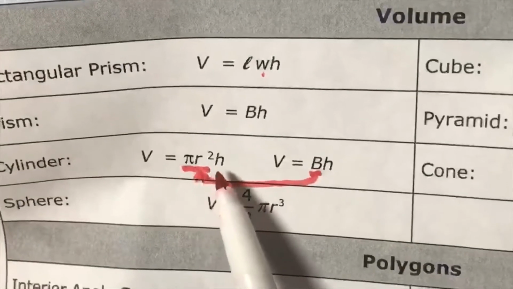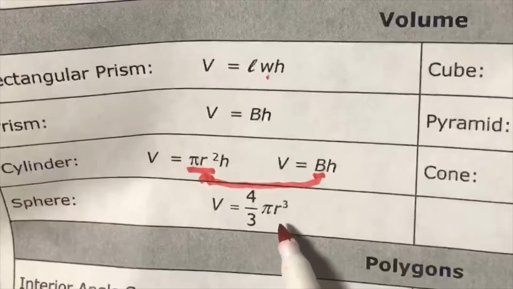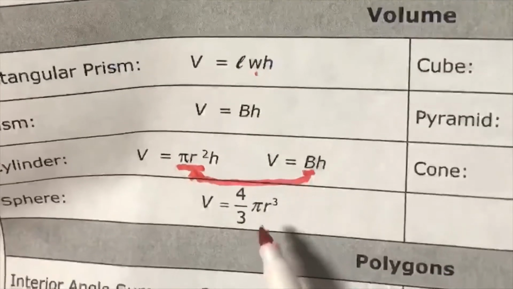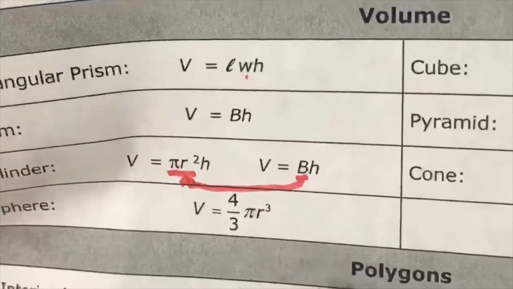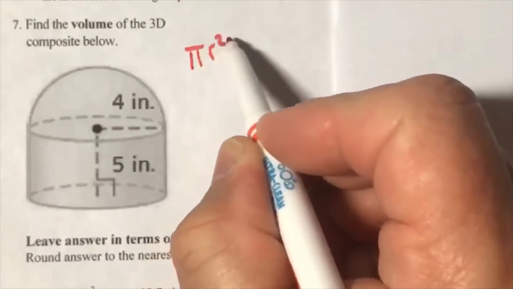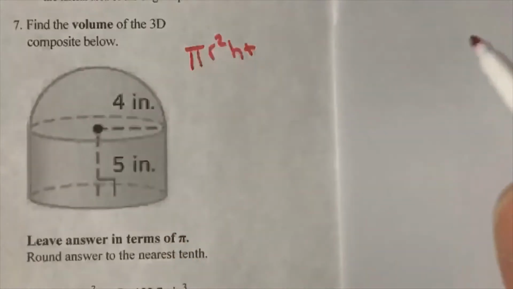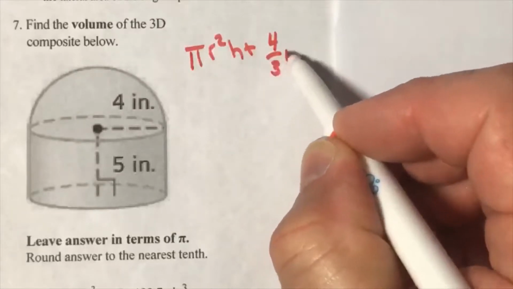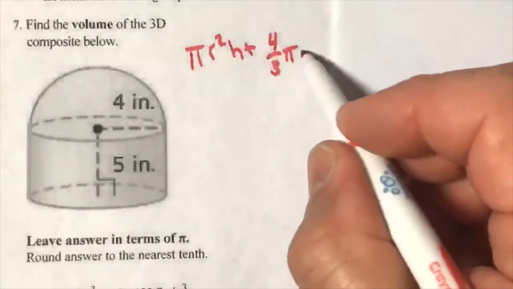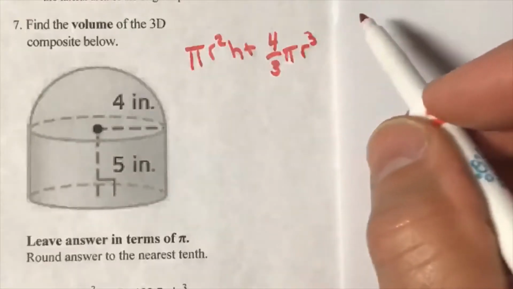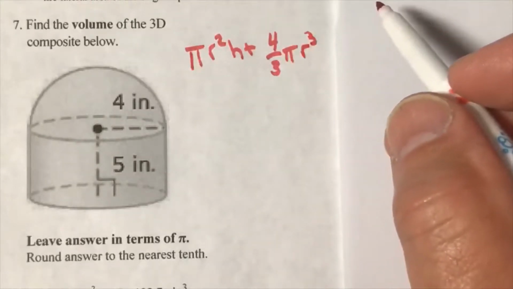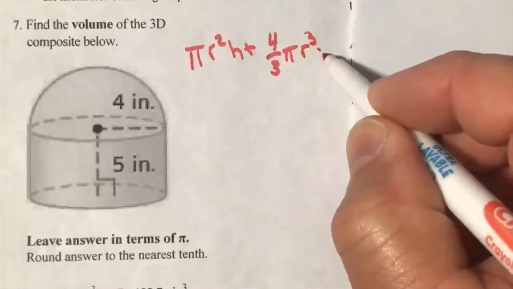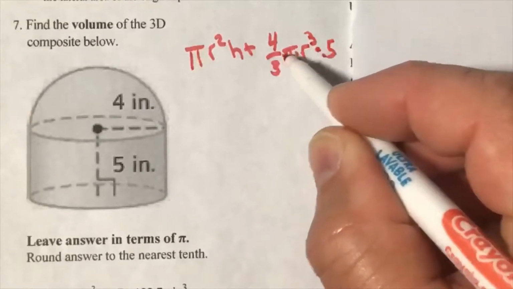Okay, so pi r squared times h plus the 4/3 pi r to the third. Don't forget to divide that by 2, or you can multiply that by 0.5. Okay, same thing. Let's get started. So I've got pi r squared h plus 4/3 pi r to the third, and then you can either divide this by 2, or here off to the side put times the 0.5. Okay, so we're multiplying here.